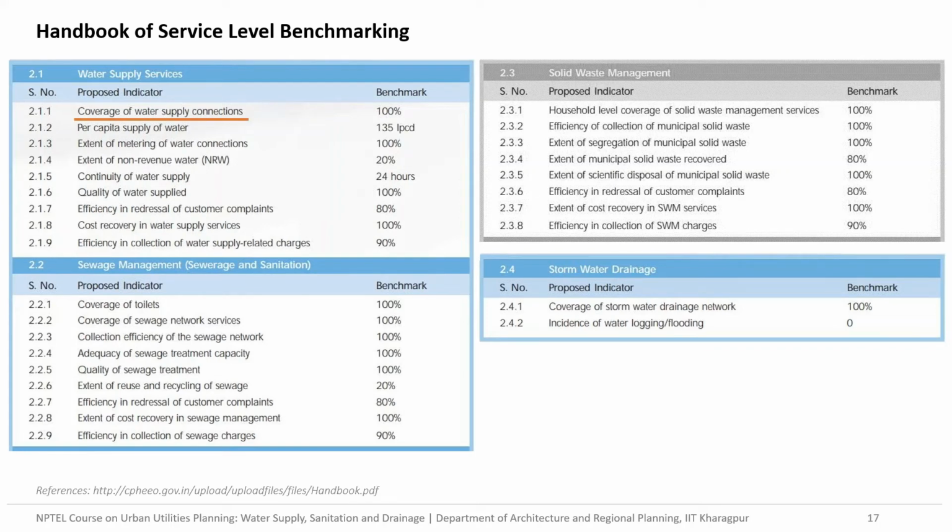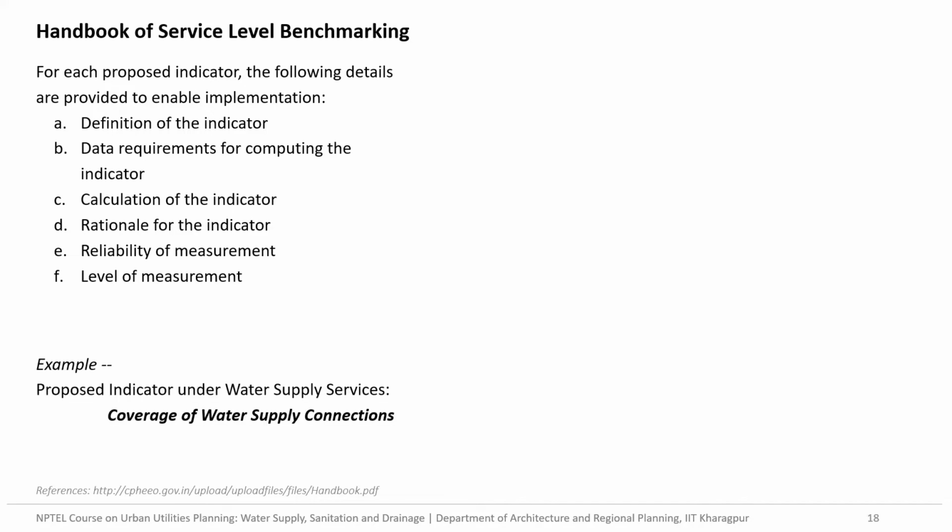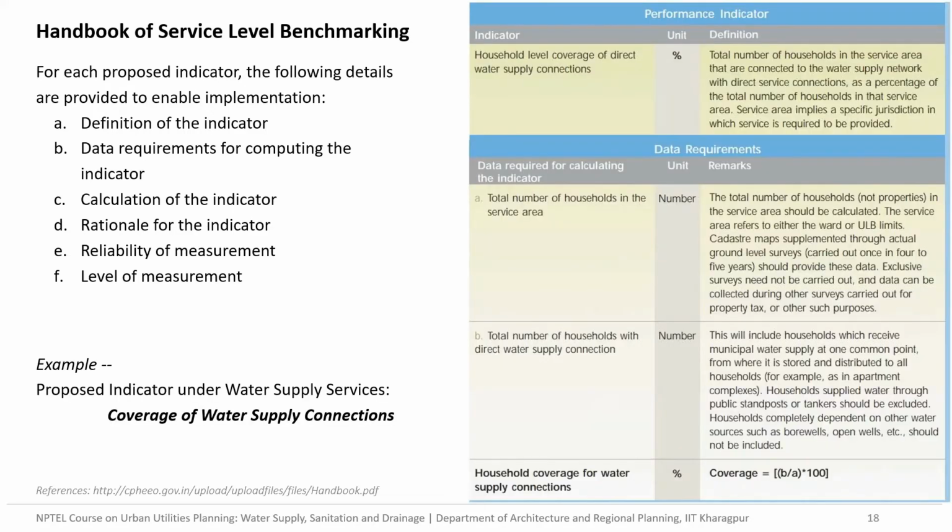So we'll take the example of coverage of water supply connections to see how this SLB works. For each proposed indicator, the handbook gives the following details: a definition of the indicator, the data requirements for computing the indicator, calculation of the indicator, rationale for the indicator, why the indicator is part of the calculation of the SLB, reliability of measurement as well as level of measurement.